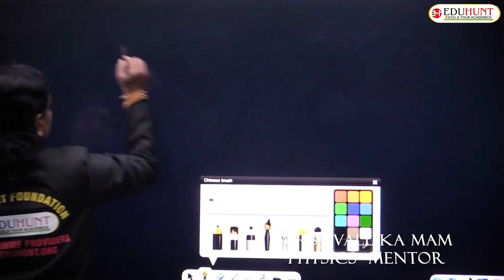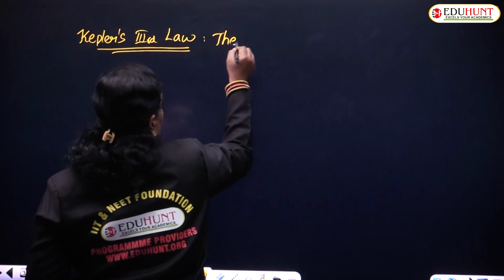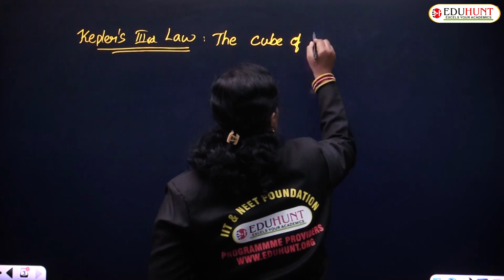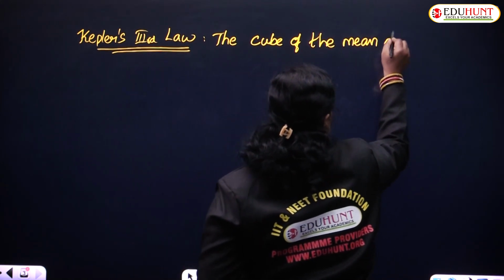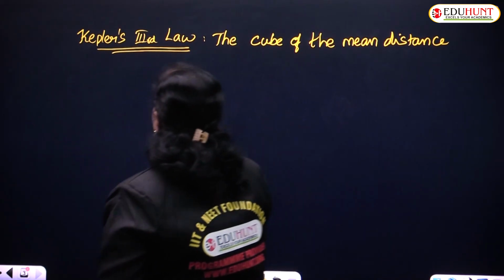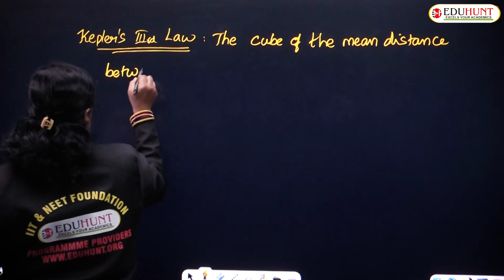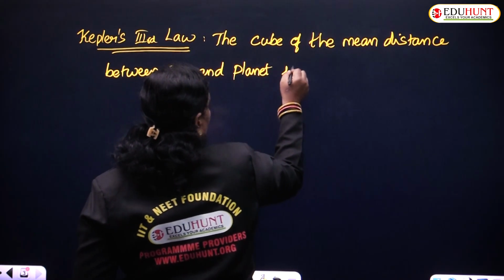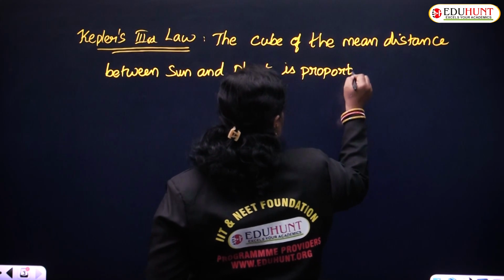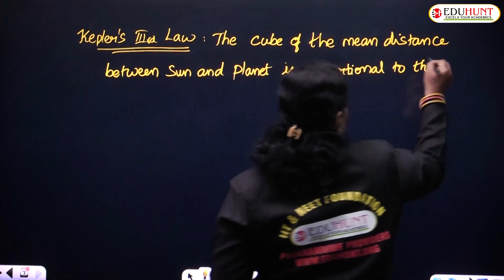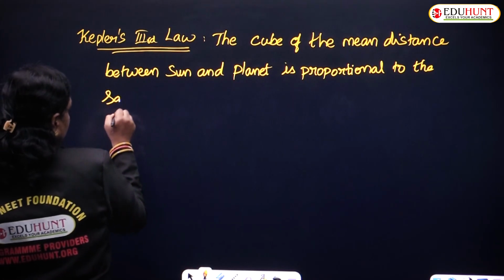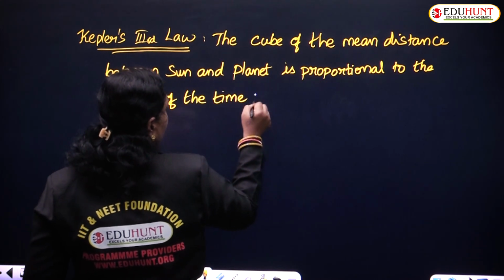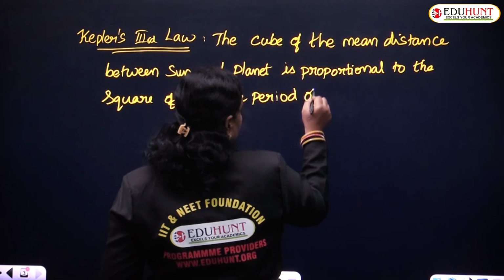So let us understand Kepler's third law, children. The cube of the mean distance between sun and planet is proportional to the square of the time period of revolution.